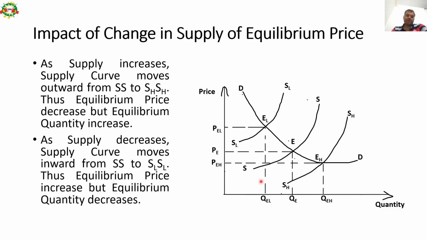Likewise, if supply decreases, then the curve will move inward and the equilibrium point will move from this point to this point. Accordingly, the equilibrium price will increase from PE to PEL, and the equilibrium quantity will decrease from QE to QEL.